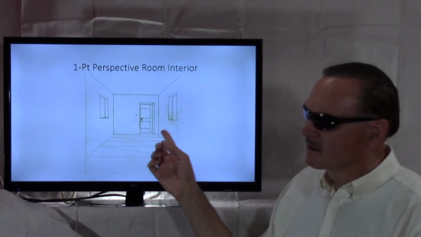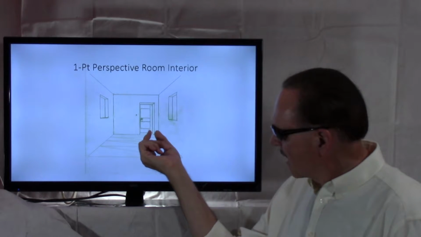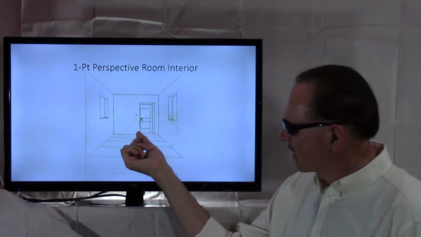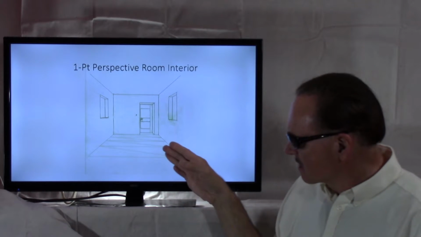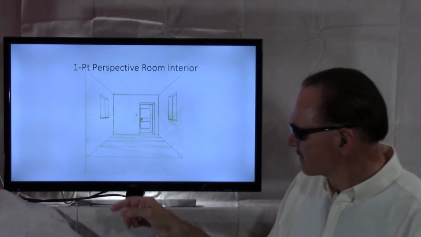I then decided to draw a door. Now, here's a tricky part. You see how wide this beam of the door is, and you almost can't see it here? That's because it's going to the vanishing point. It's behind the wall to a degree.